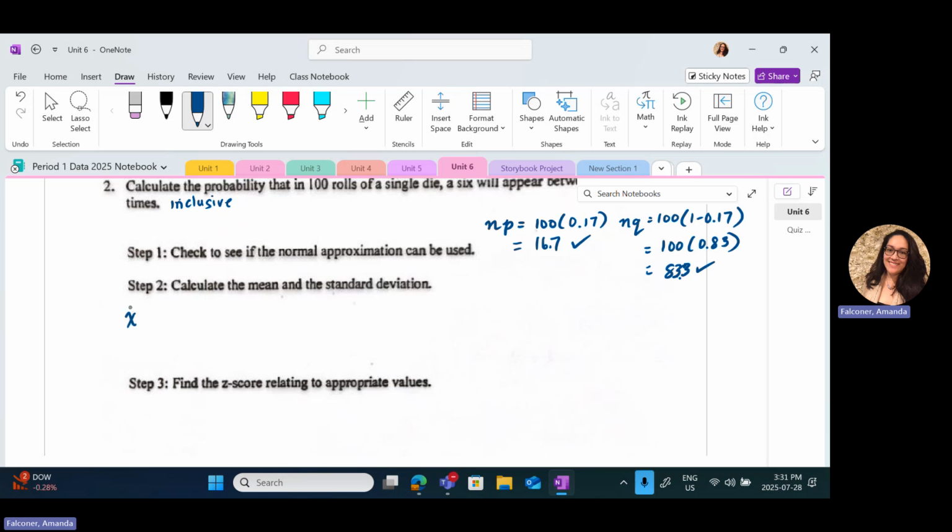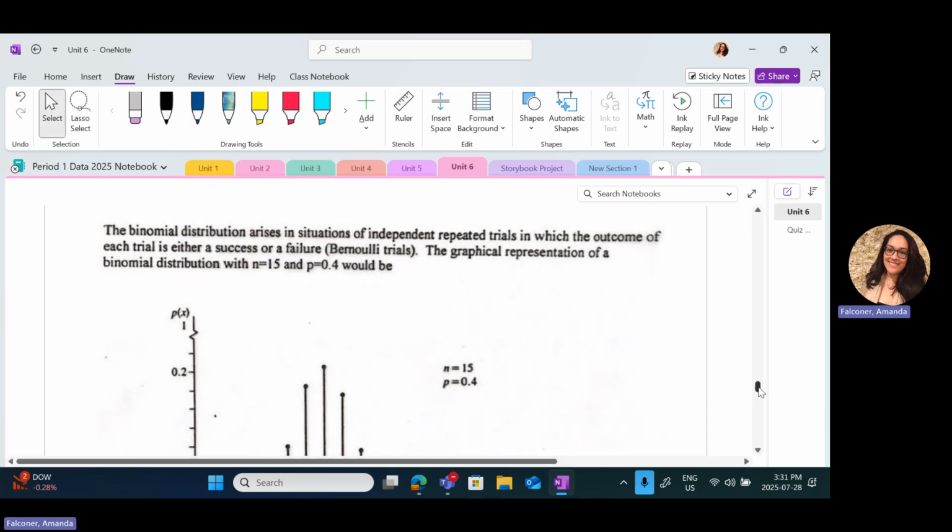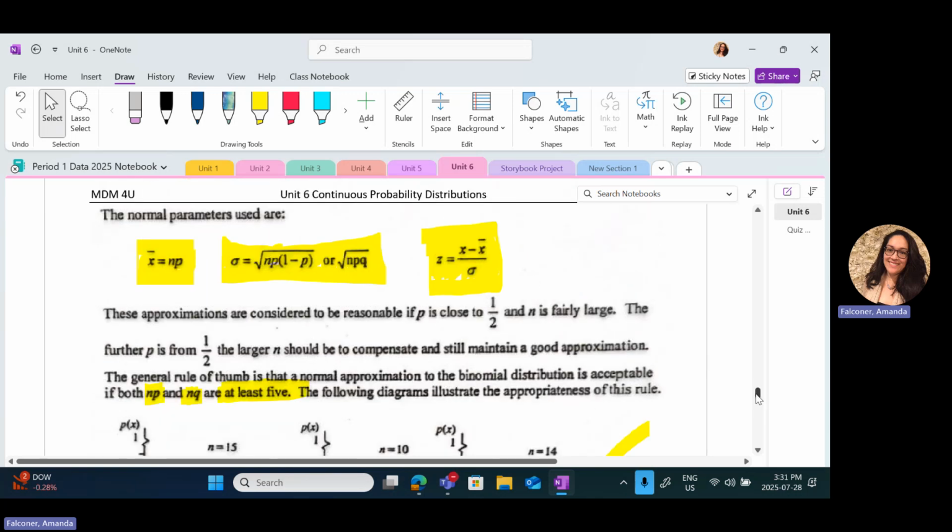So I'm going to say x bar is equal to, and that was just our regular, actually, let me just look up one sec. My formulas that we're going to use are these ones. Right, so x bar is equal to n times p, and standard deviation is equal to the square root of n times p times q.